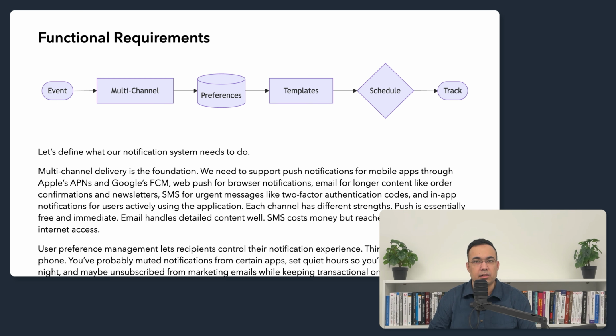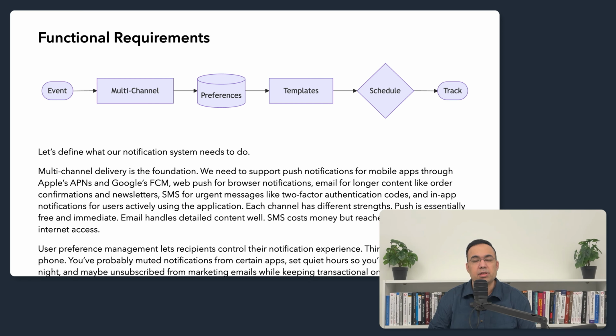Rendering engines like Handlebars or Jinja2 handle variable substitution. A single notification like "your order is ready for pickup" should render appropriately as a brief push notification, a detailed email with order information, or a concise SMS message. We separate the content from the delivery logic.